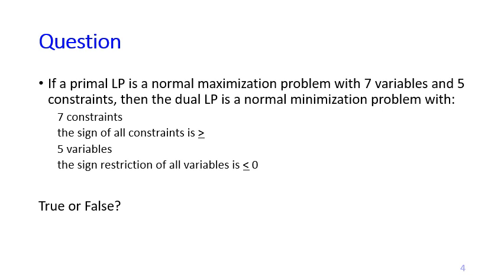Now here's a question to check your understanding. If a primal LP is a normal maximization problem with 7 variables and 5 constraints, then the dual LP is a normal minimization problem with 7 constraints, the sign of all constraints is greater than or equal to, 5 variables, and the sign restrictions of all variables is less than or equals to 0. Is this statement true or false? I will give you a pause on this video to give you the time to read the question carefully and think about the answer. I will give you the answer after the pause on the video.